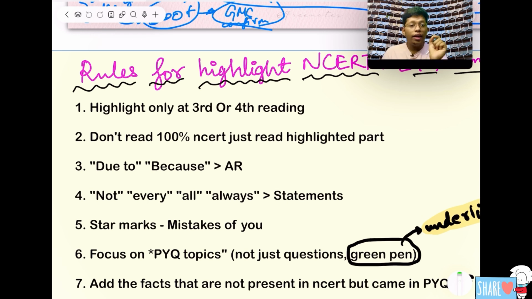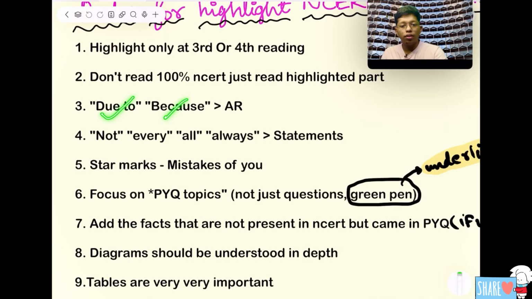Definitely, highlight only the lines you tend to forget. Otherwise, the concept is very important. After 2-3 revisions, definitely you can read only the highlighted part. That is enough.